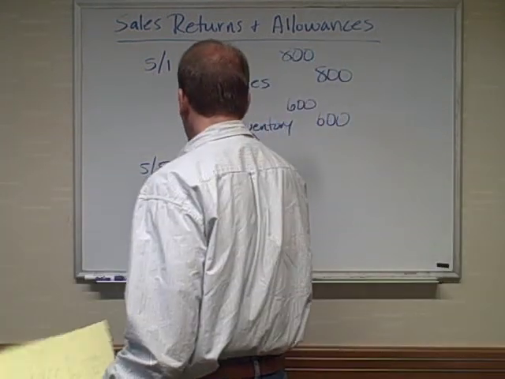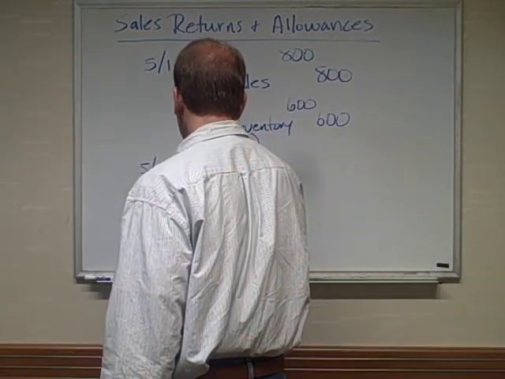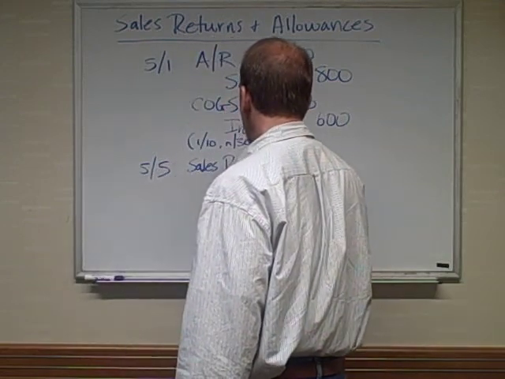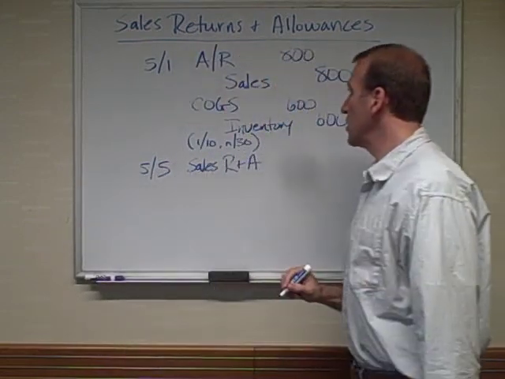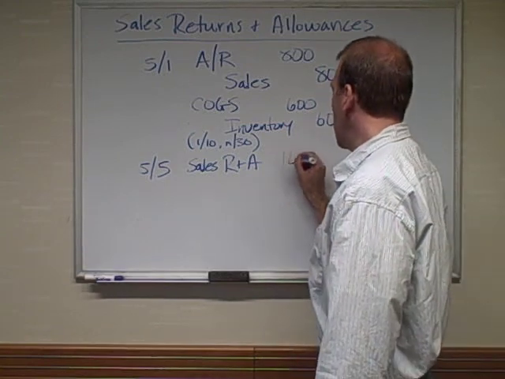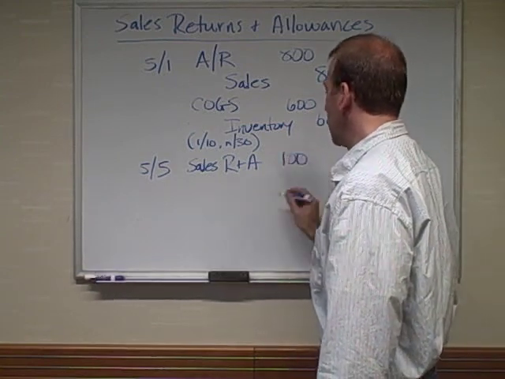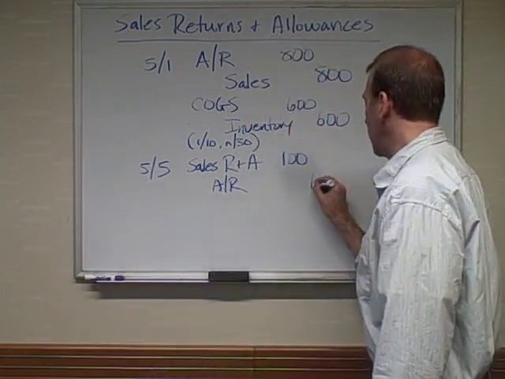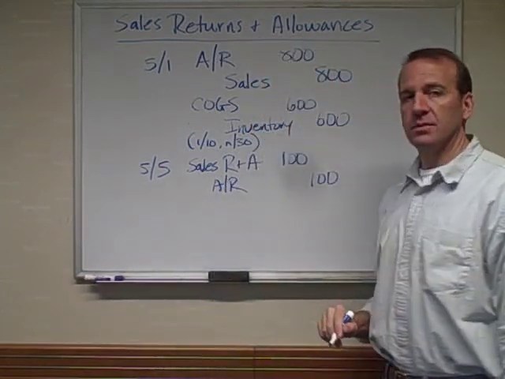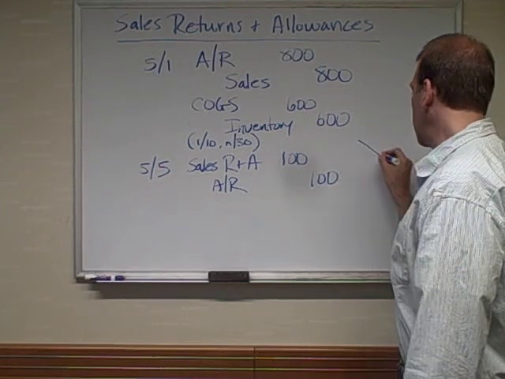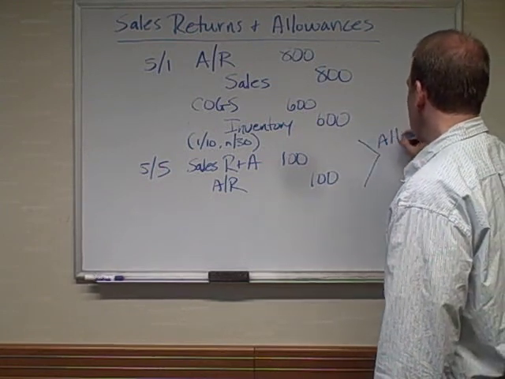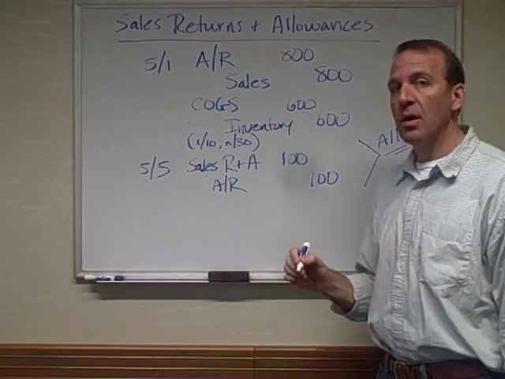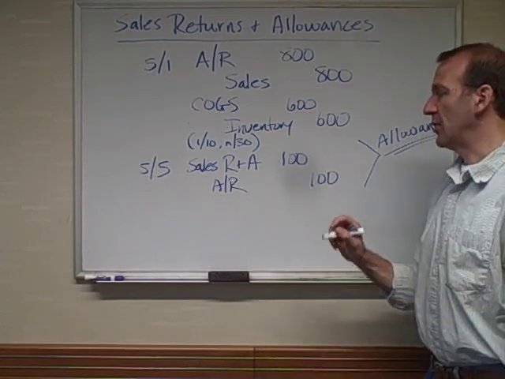Well, we're going to use the same contra revenue account that we used before. Sales return and allowance, I'm going to abbreviate this time, RNA. Sales return and allowance for 100 because that's the amount we're reducing it by. And then we're going to reduce the accounts receivable, like I said, for $100. Okay, so this entry here is an example of an allowance, which is we're reducing the price of the item for our customer by $100.